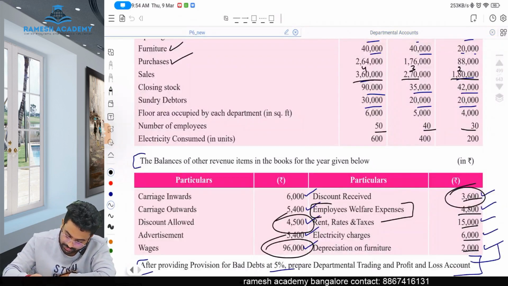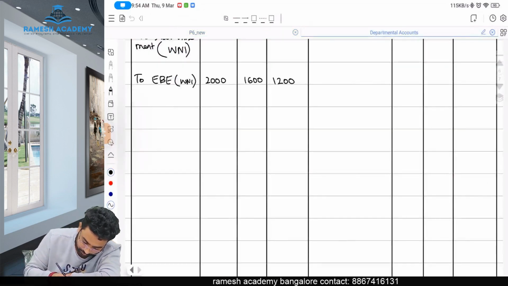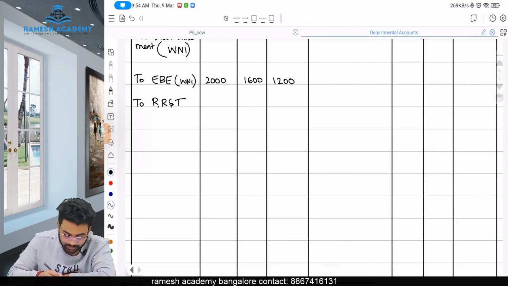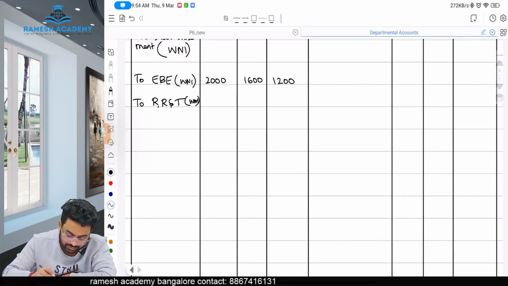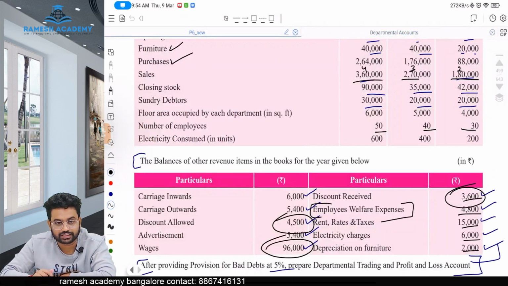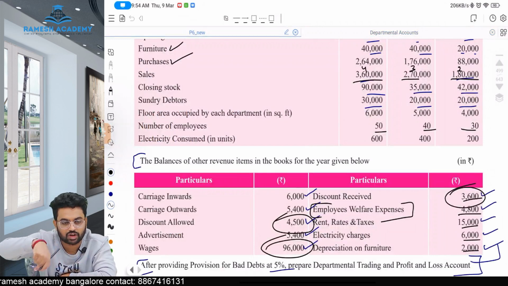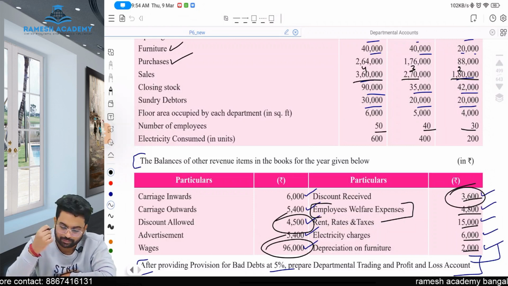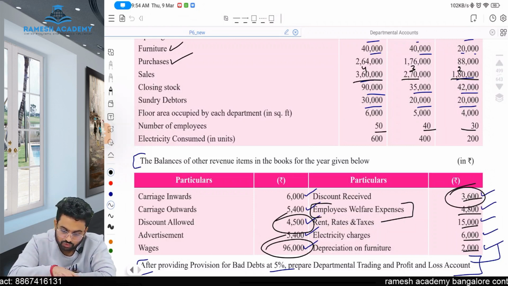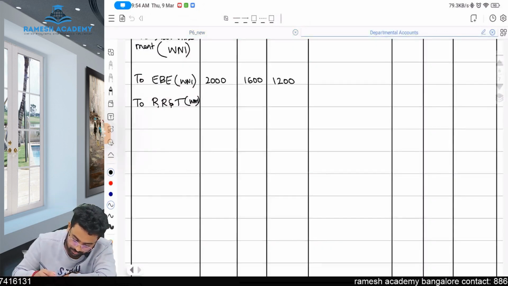Next is rent, rates and taxes. Listen very carefully. Rent, they are telling. Rent will be paid on what? Rent will be paid on the place you occupied. So is there any related item? Yes. There is a floor area occupied by each department.